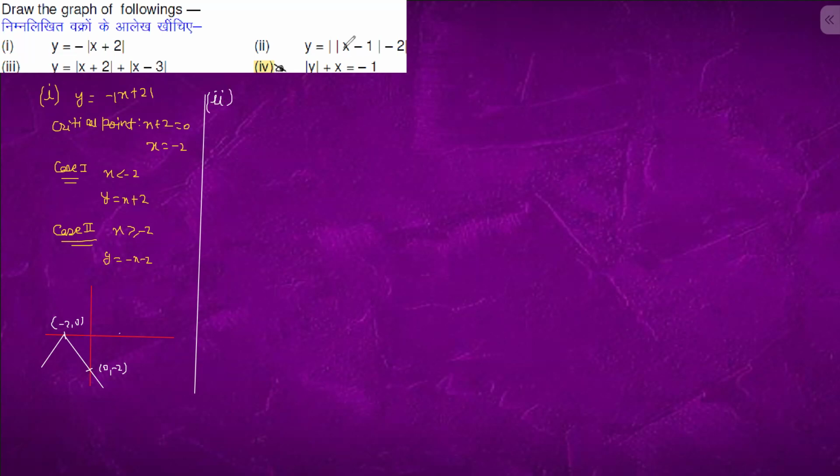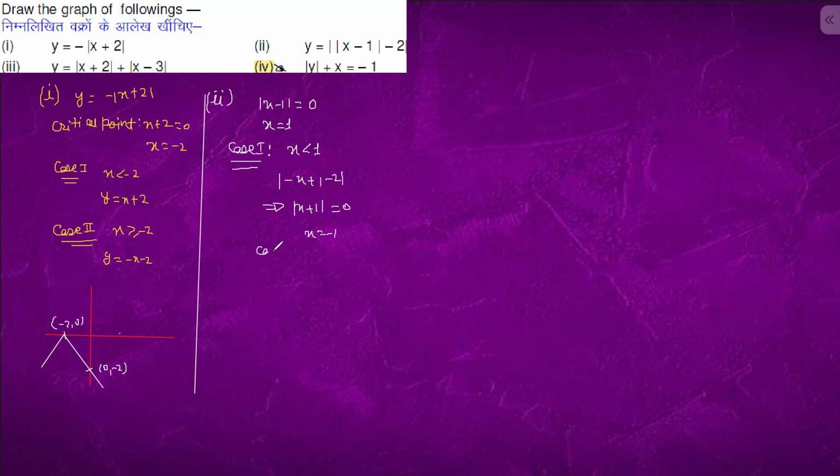Question 2, we will find the critical point, which is what? Mod x minus 1 equals 0. It will be x equals 1. We'll take case 1, x less than 1. It will come out to a negative, which is mod of minus x plus 1 minus 2, which is mod of x plus 1. And we will have one case for this also. The critical point for this equals 0 is x equals minus 1.